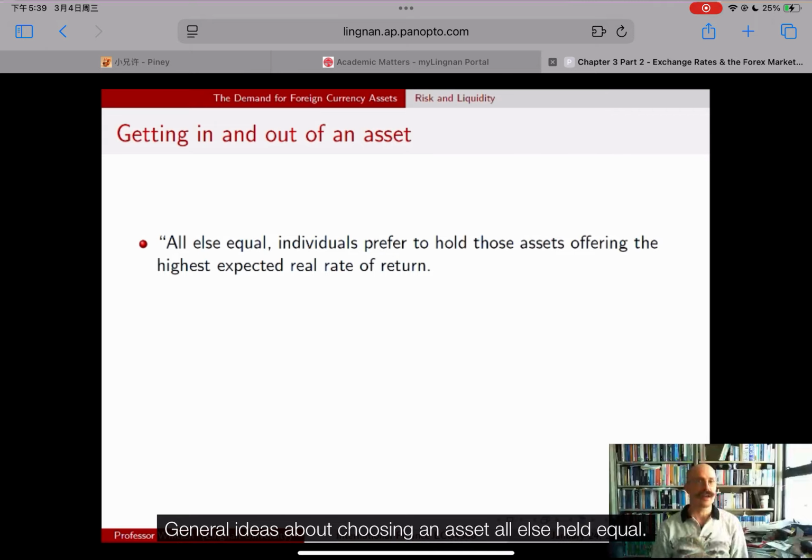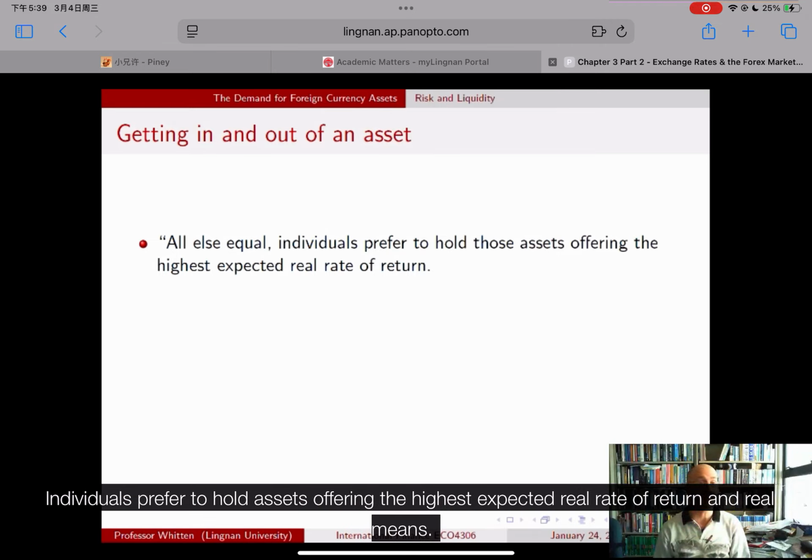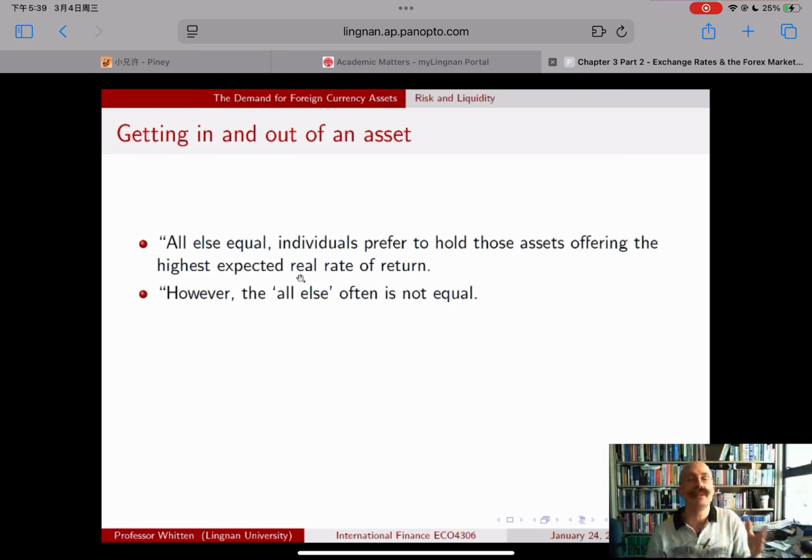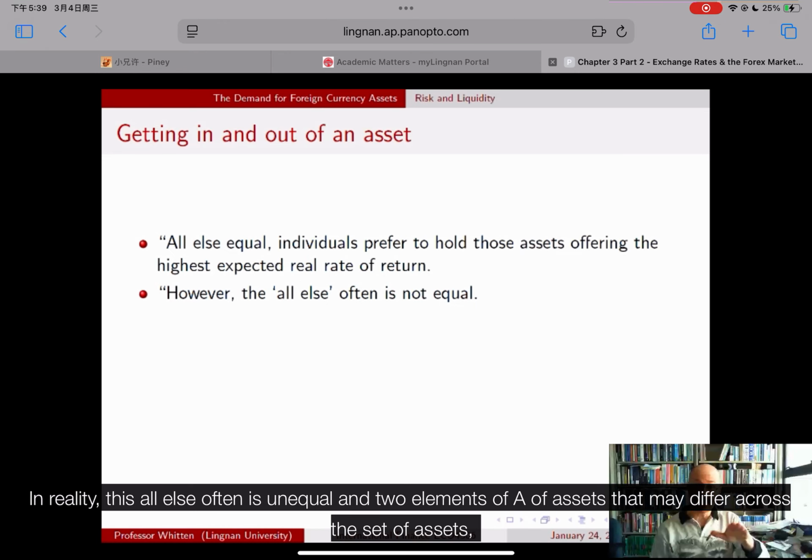General ideas about choosing an asset. All else held equal, individuals prefer to hold assets offering the highest expected real rate of return. And real means how many goods and services can you get in exchange for selling this asset. In reality, this all else often is unequal.